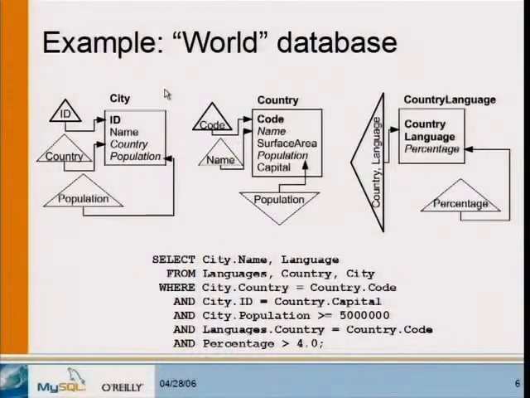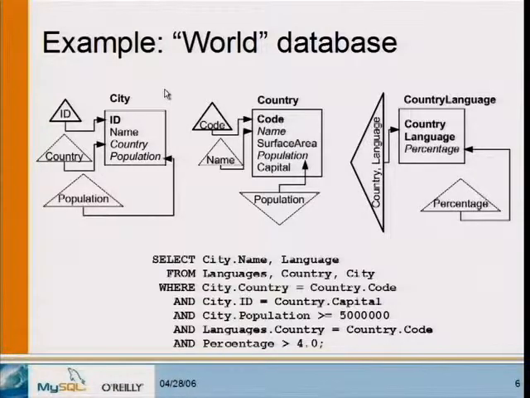So in order to explain a little bit more how query plans look like, in the rest of the presentation I will use a small world database example. Suppose we have 3 tables with a number of indexes on each of them. Each of these tables has a primary key like ID, code, and country. Country language is the primary key here. And let's consider this query, a join between languages, country, and city.